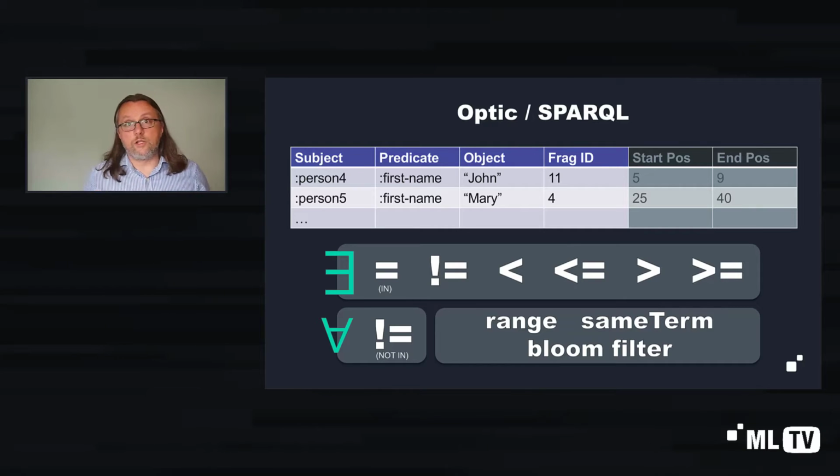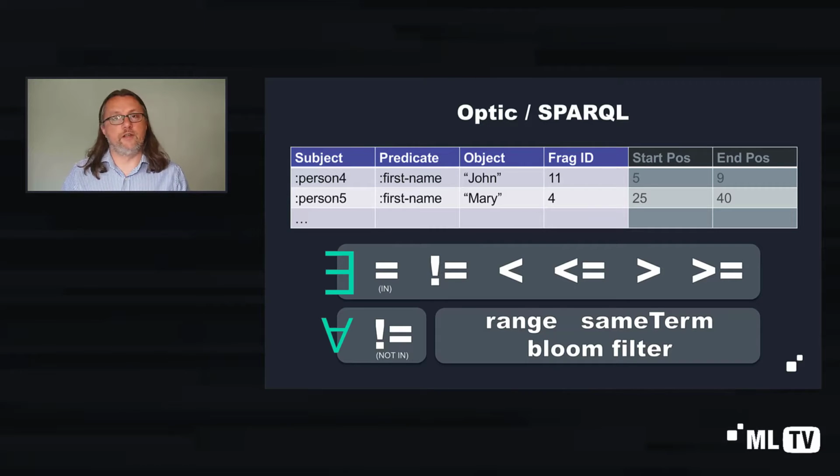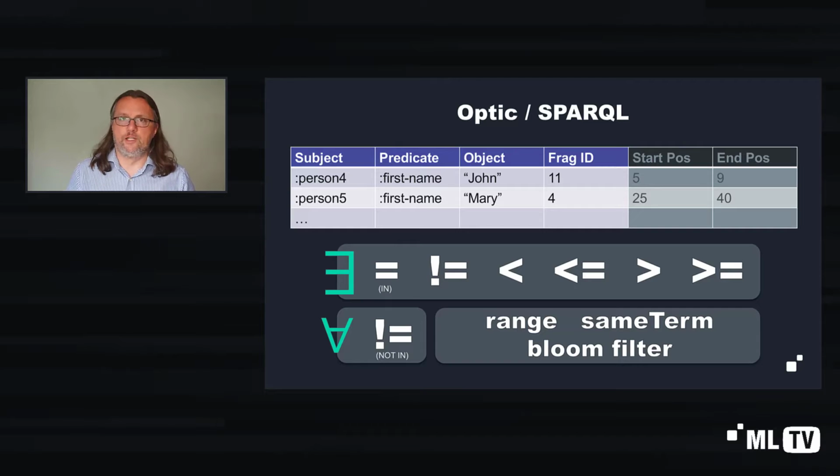There are the inequality operators, there's existentially qualified equals, that's equivalent to an in clause, and then there's a not in clause, universally quantified not equals. There's also a range constraint which has greater than and less than at the same time, same term, which supports the SPARQL operation. And there's a bloom filter constraint, which we can't do apart from if a bloom join has been included in the query plan. In that case, that will use the bloom filter as a constraint against the column.